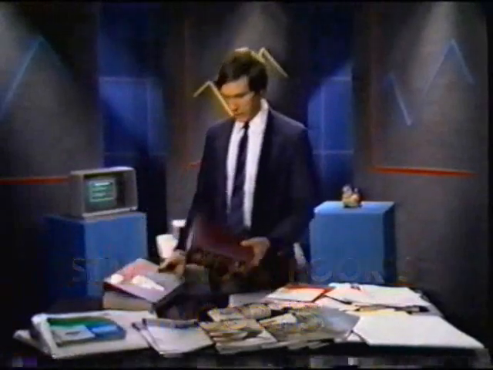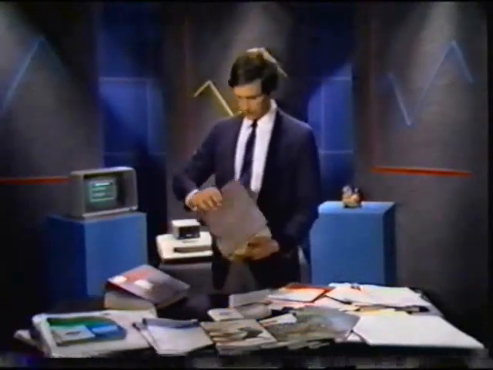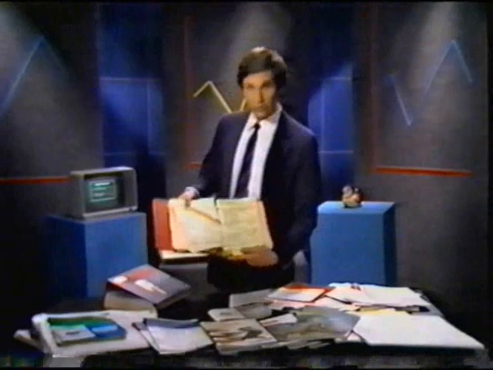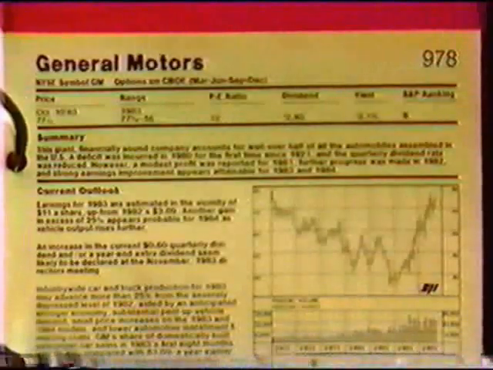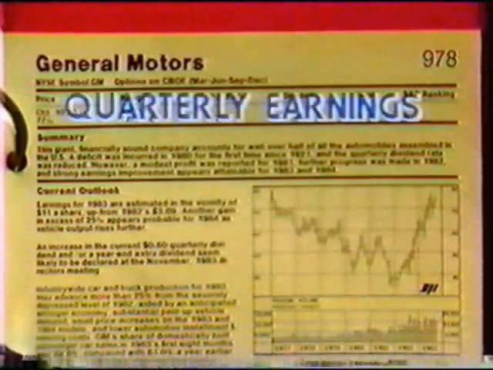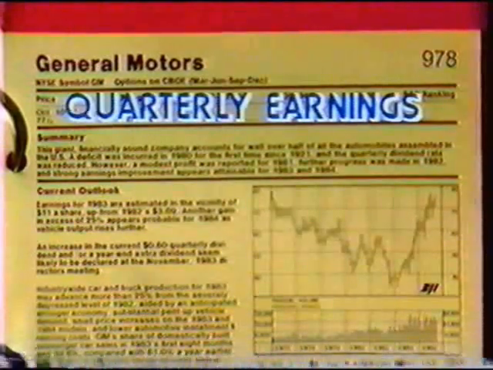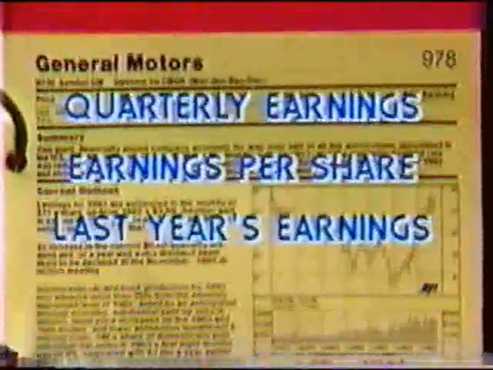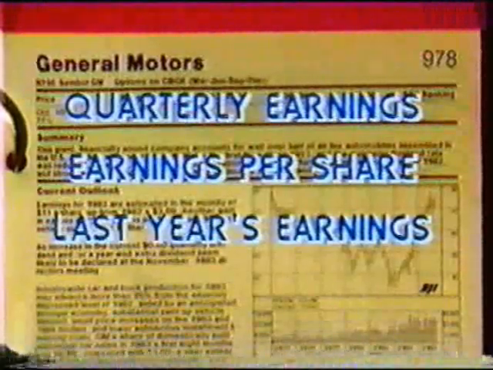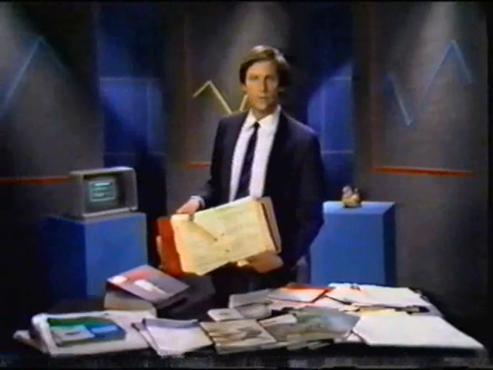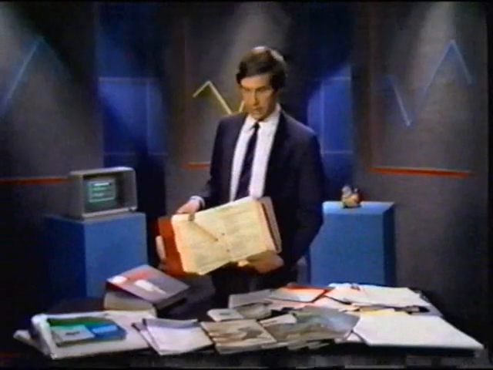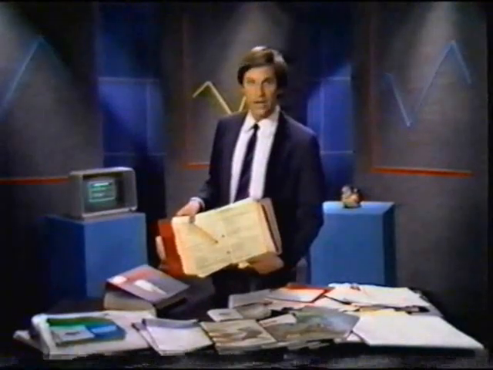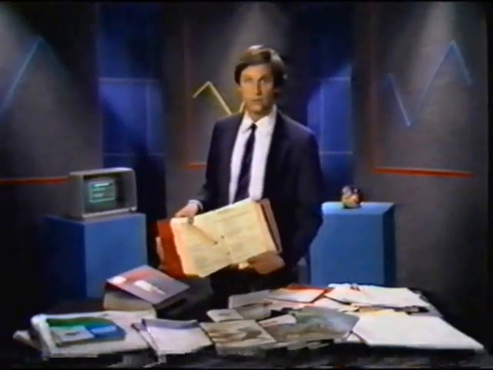Now, I'm going to show you a page from Standard & Poor's. Okay, this is the General Motors Corporation. And as you can see, you can find the company's most recent quarterly earnings and its earnings per share. And both these numbers are compared to last year's earnings, so you can see changes over the year. The Standard & Poor's also gives you important news about a company's products and its management and its stock. This is a very valuable investment tool.